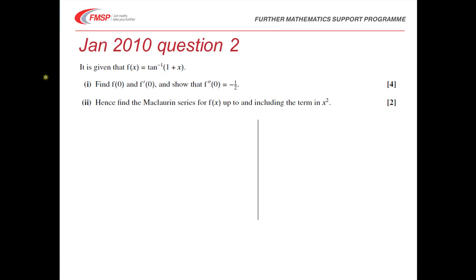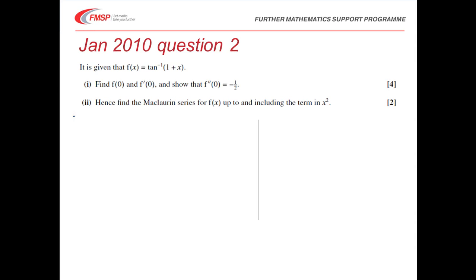So in the question it says that we're given a function f of x as the inverse tan of 1 plus x. We're asked in part 1 to find f of 0 and the value of the first derivative when x equals 0, and to show that the second derivative when x equals 0 is equal to negative a half. And then in part 2 it says, hence find the Maclaurin series for f of x up to and including the term in x squared.